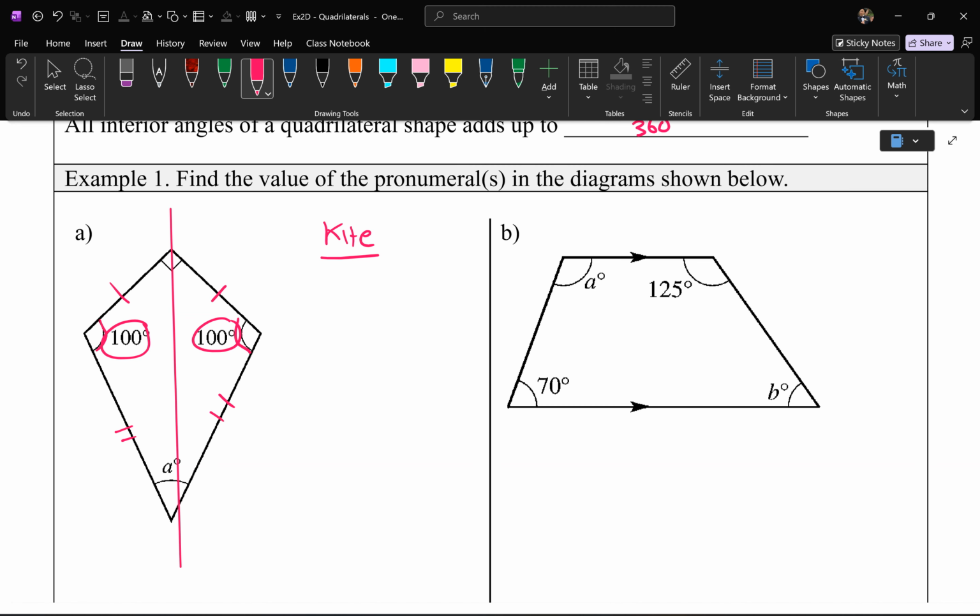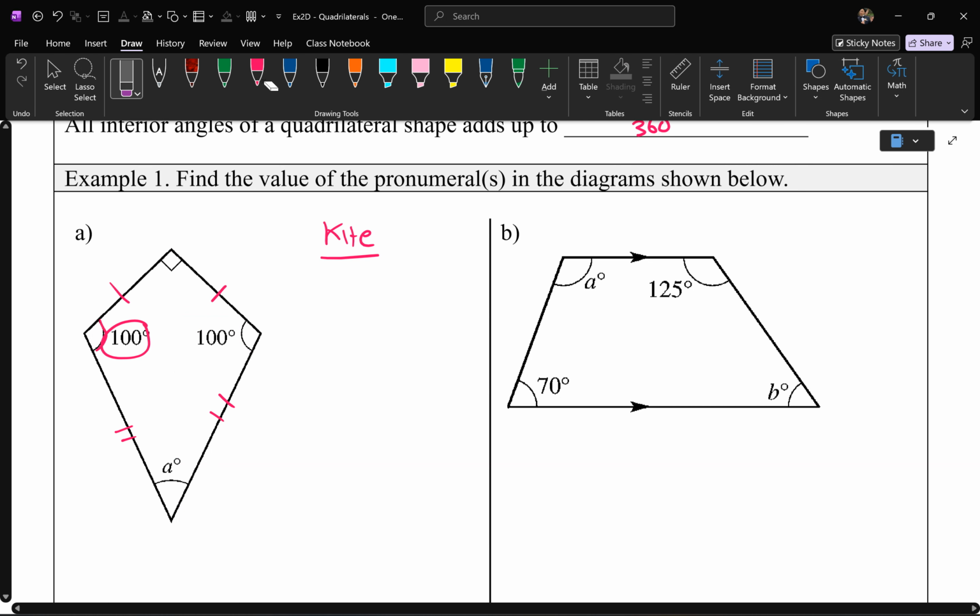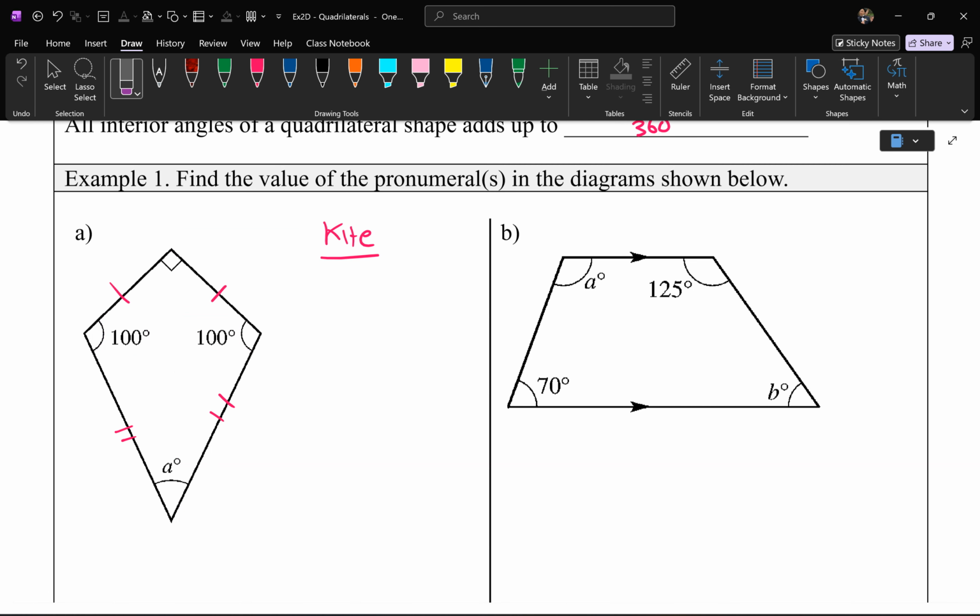So as soon as you have 100 and 100, these two sides must be the same, and these two sides must be the same as well. Okay? All right, here we go. So now I've given to you, it's a kite, and we need to figure out the value of A.